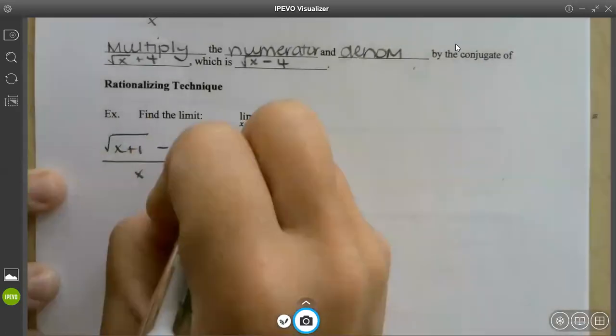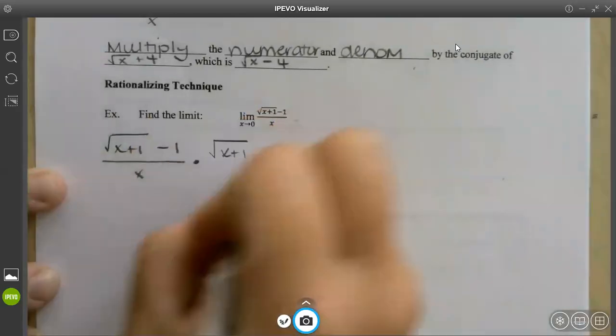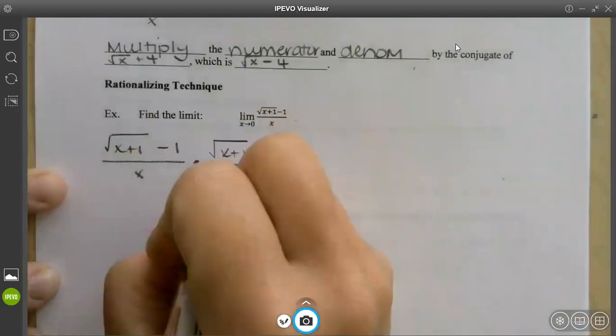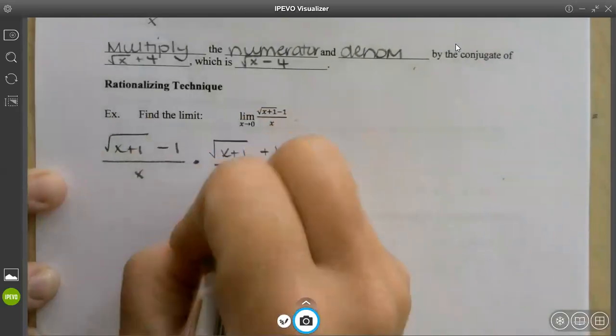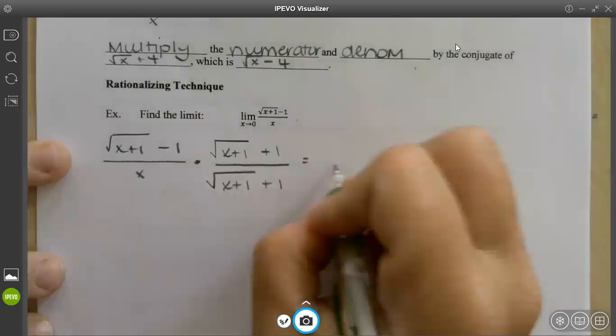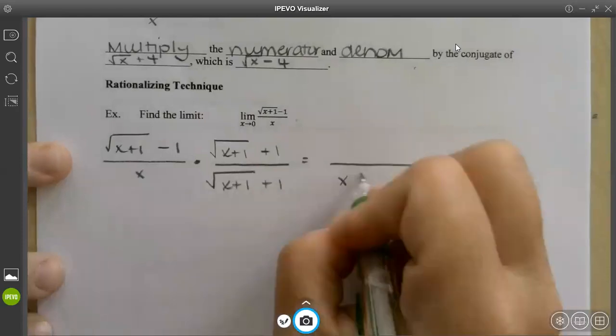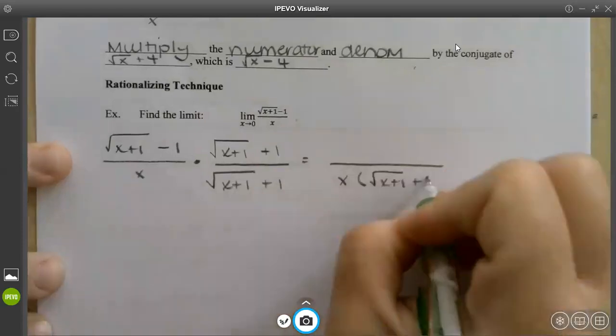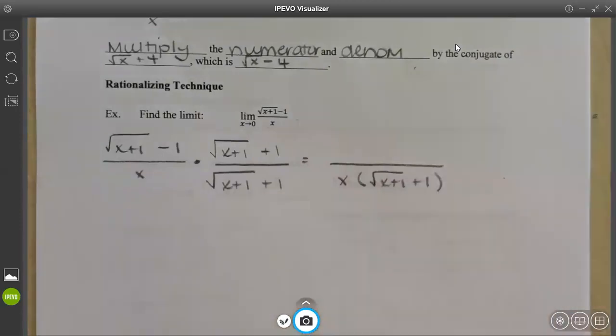So square root of x plus 1 over itself. Why do we do it over itself? That reduces to 1. We didn't do anything to the problem. We just multiplied by 1. Remember, when you multiply by 1, nothing changes at all. All right, so then it kind of looks crazy, but it's not. It's really easy. So on the bottom, you just squish them together. x, and I put the other part in parentheses to kind of separate it.